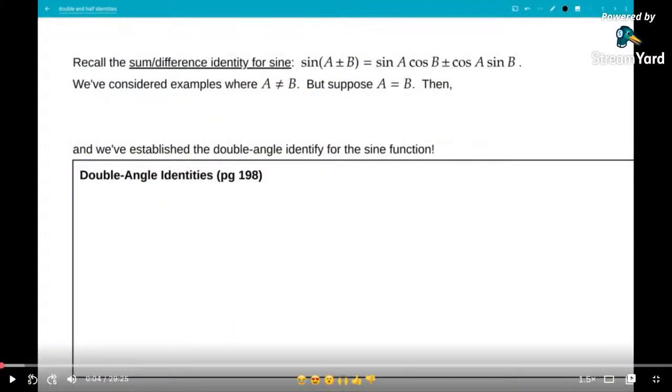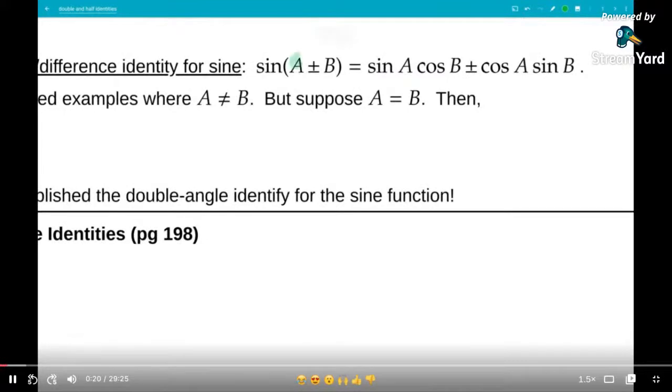And we will begin. So the objectives of this lesson, by the way, are to establish what the double and half angle identities are, and more importantly, apply them in different contexts. So we'll begin. Recall that the sum and difference identity for sine is given right there. I'm just reminding us how to structure that.